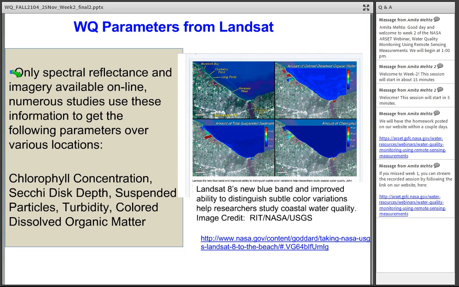Now, from Landsat, only spectral reflectances and imagery are available online. Derived water quality parameters are not routinely available. They are available from research papers, but not in operational fashion online. So these are some of the parameters obtained from Landsat reflectances, and a number of research papers have been published focusing on regional water bodies, but online data are available in forms of imagery or spectral reflectances that we will see shortly.